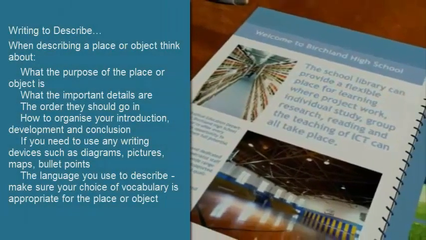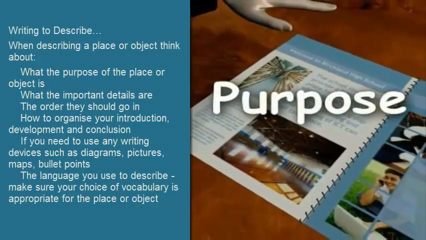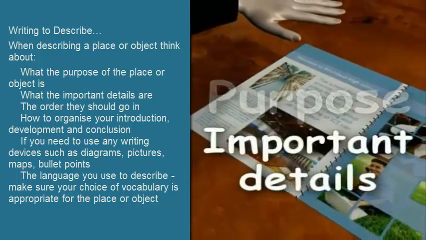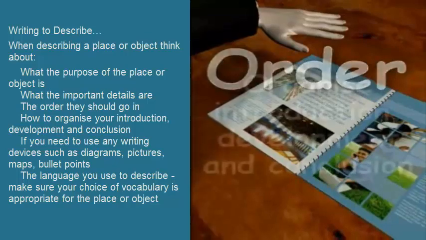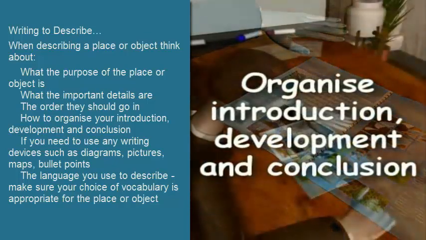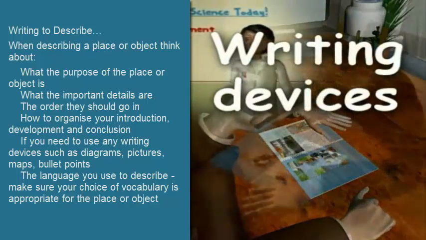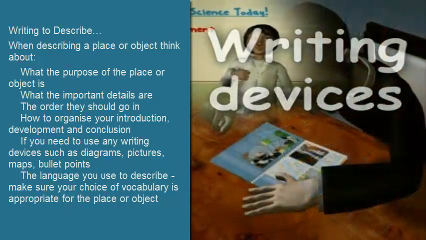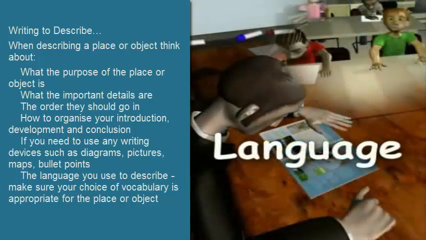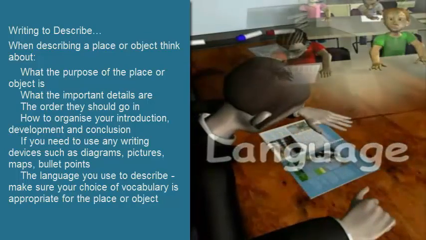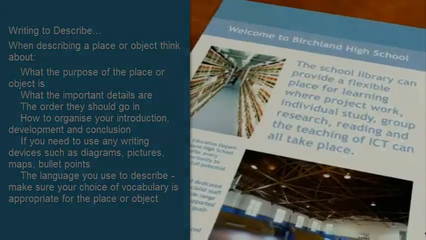When describing a place or object, think about what the purpose of the place or object is, what the important details are, the order they should go in, and how to organize your introduction, development and conclusion. Consider whether you need to use any writing devices, such as diagrams, pictures, maps, bullet points. The language you use to describe: make sure your choice of vocabulary is appropriate for the place or object.